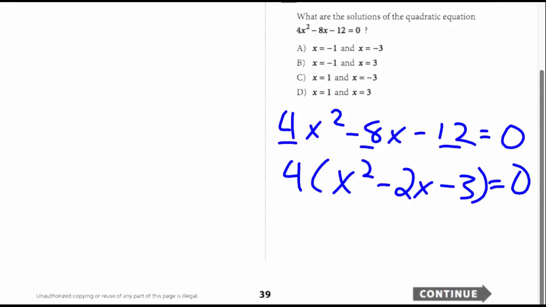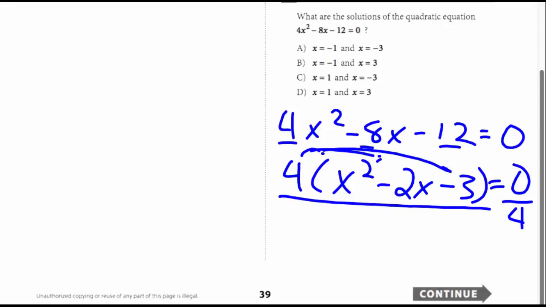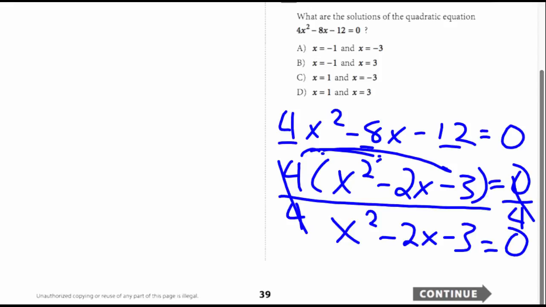One thing you want to do, though, is double check. Just think in your head, if I multiply and push this through and distribute it back through, I should get the top line, which I do. So then now from here, what I'm going to do is divide both sides by 4, and I get x squared minus 2x minus 3 still equals 0, because 0 divided by 4 is 0.